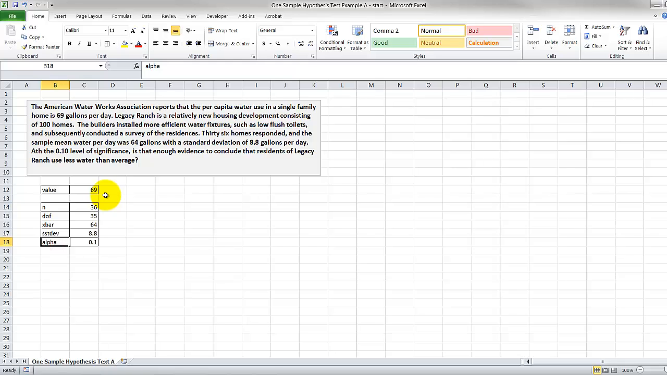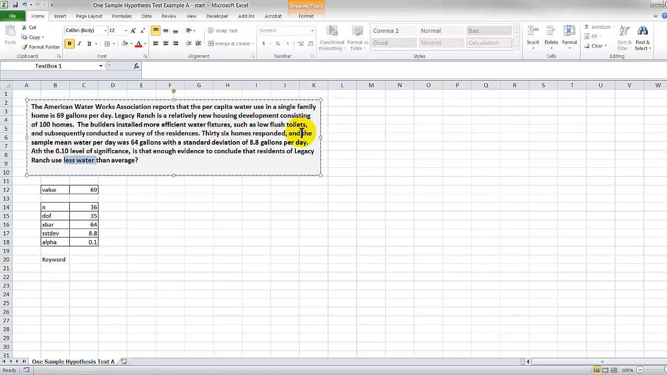So there is one keyword that we need to identify in order to conduct our analysis. And I recommend just going ahead and documenting this keyword. So when we read this, we have to determine if this one sample test is based on a direction. Are we testing, let's say, the left tail? Are we testing the right tail? Or is there a consideration where we have to test both tails simultaneously? In this problem, the keyword is less.